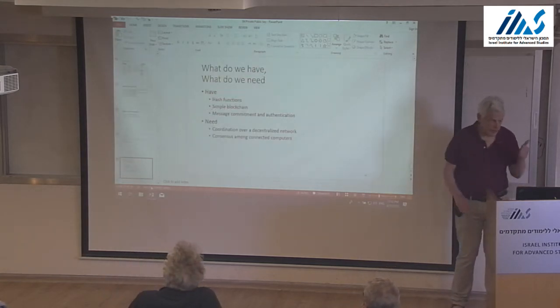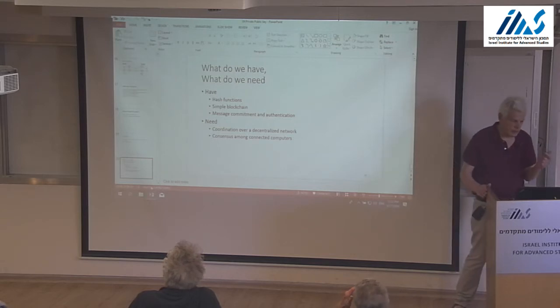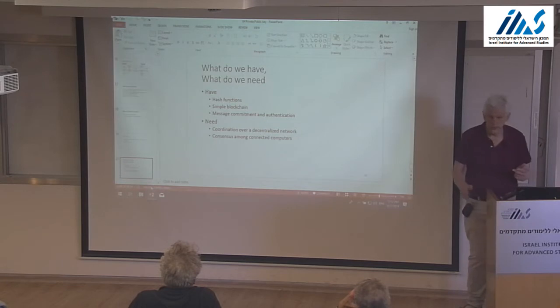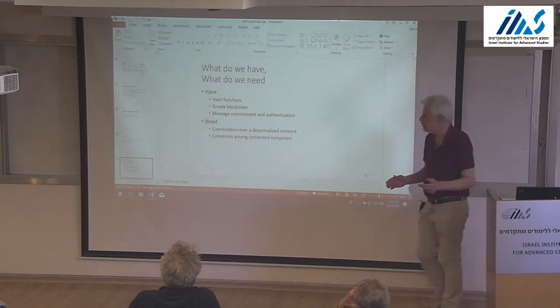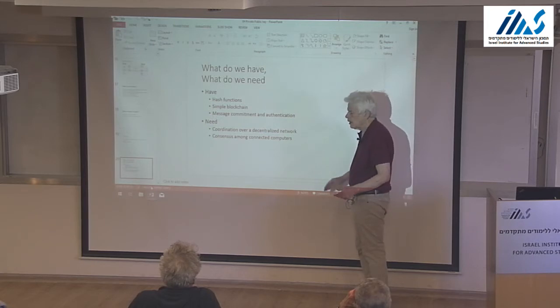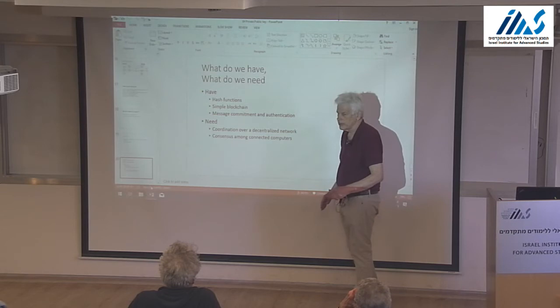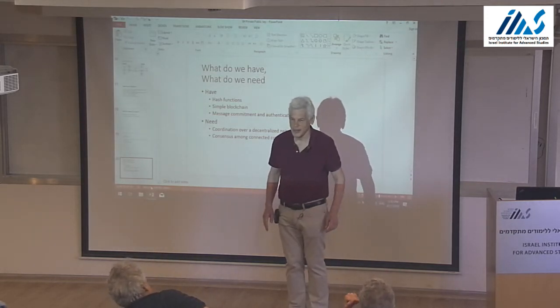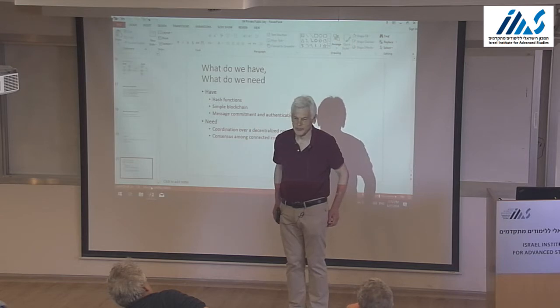So what do we have? We have hash functions, we have a simple blockchain, we have message commitment and authentication. What we need, since the whole thing is built on a decentralized network, is a way to code it over a decentralized network. And that requires consensus among connected computers. Now, before we go into consensus, I will try to do this in a few minutes, which is hard, but I don't know much about this, to be honest.